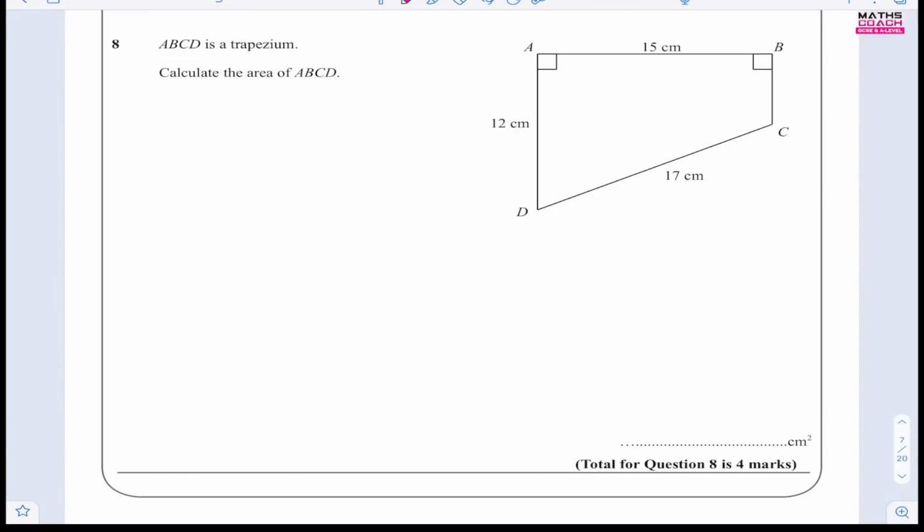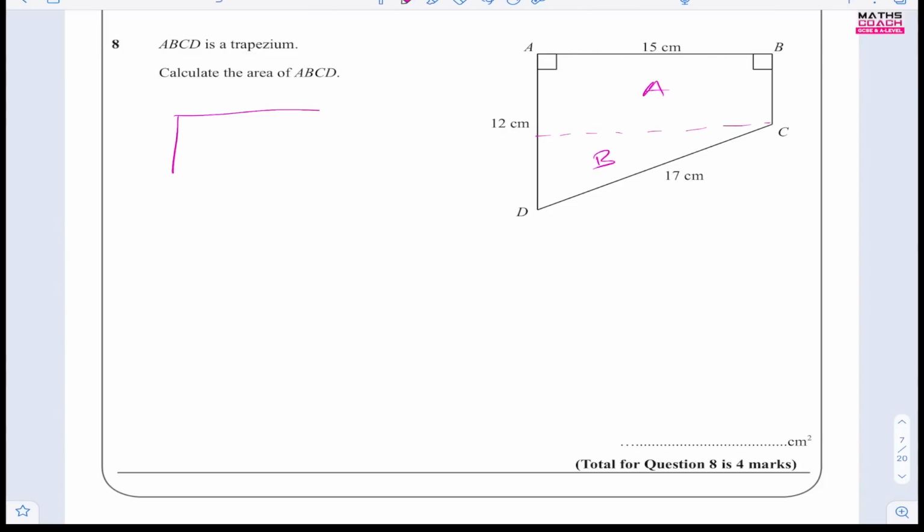Question 8. ABCD is a trapezium. Calculate the area of ABCD. Okay, so we want to calculate the area of this. We can split this up into two separate shapes right there. So let's go ahead and split this shape up like this now. Let's call this one A and let's call this B.